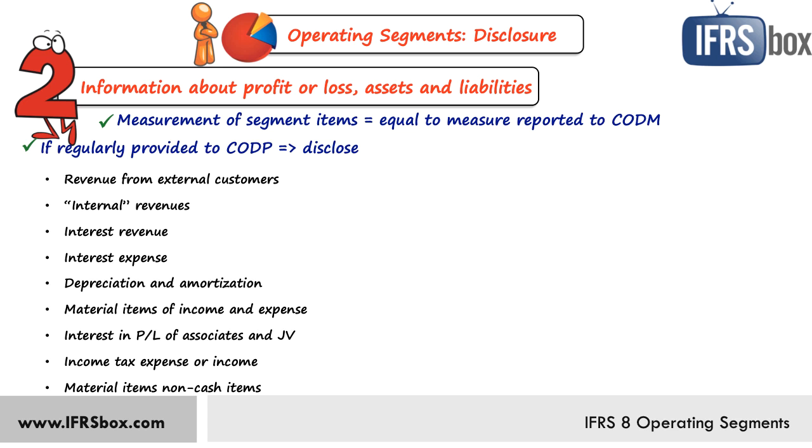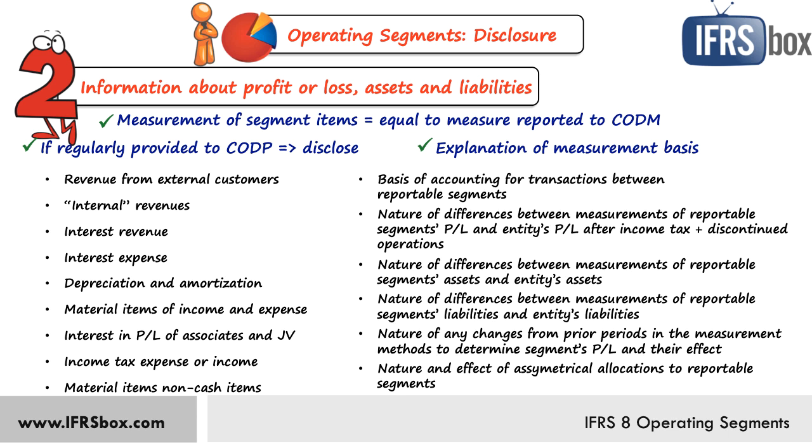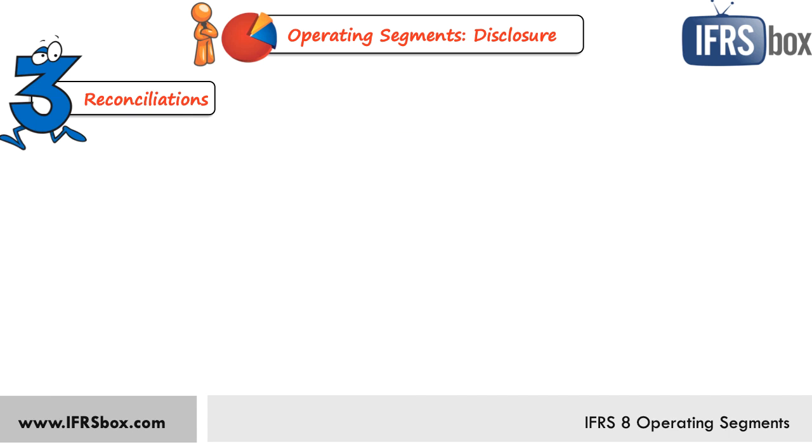On top of it, you should also provide an explanation of the measurement of segment profit or loss, segment assets, and segment liabilities for each reportable segment, and especially the basis of accounting and the nature of any differences between the numbers reported in segment information and total numbers in profit or loss. You can see all the necessary disclosures here. The third category of the disclosures is reconciliations.